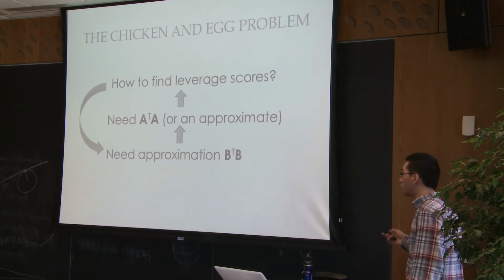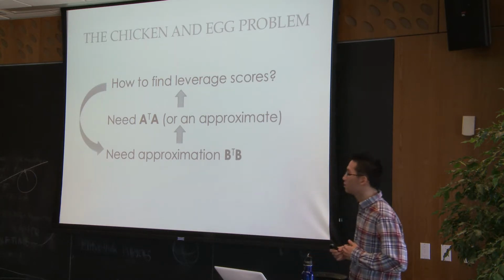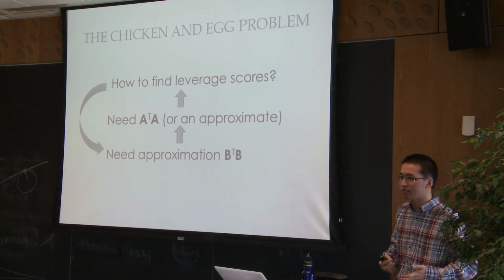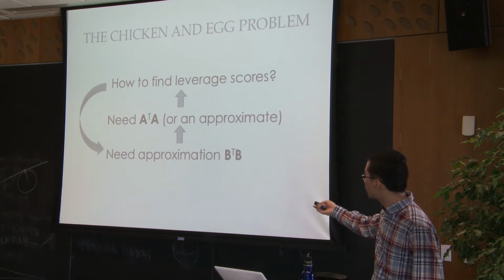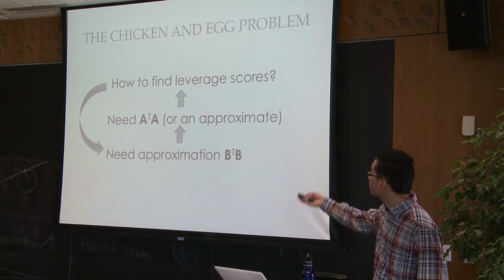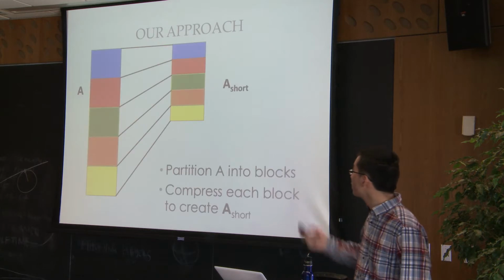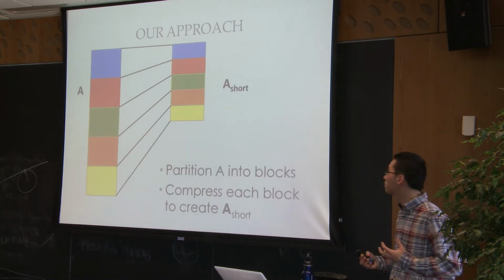The problem that exists in all of these works is how to find these leverage scores. The issue is that you need A transpose A, or some approximation of it, to get a good estimate of these leverage scores. And the problem there is you need the approximation B transpose B, and you're back to the same problem. So essentially, it's a chicken and egg problem, and a lot of the work in this area can be viewed as getting around this chicken and egg problem.